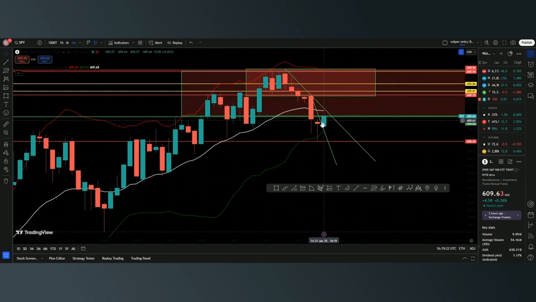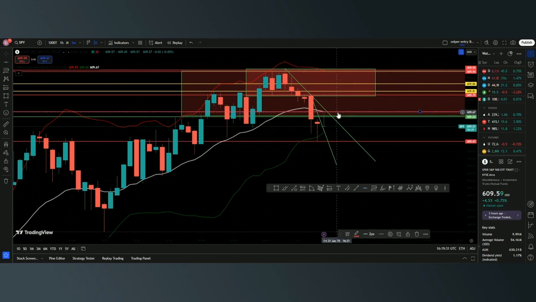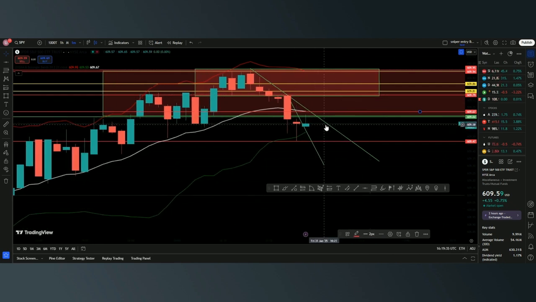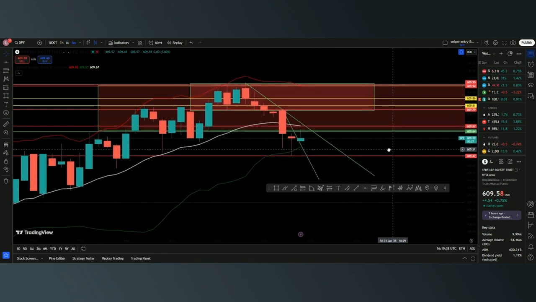We also have a simple line break, but we need to get above the 21 in order to see true momentum. This is the signal I like to use. Other than that, it can be rejected here, because we rejected all of these. Let's see what happens.